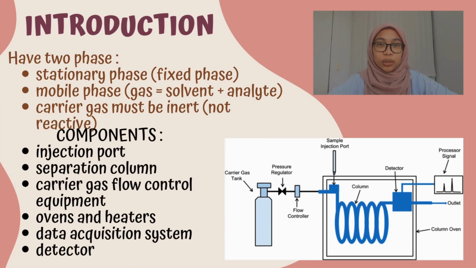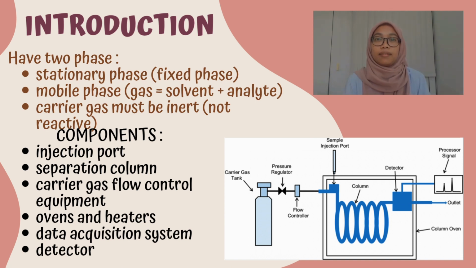To utilize gas chromatography, there are two phases involved. The stationary phase is the fixed phase, used to determine the retention time of organic compounds in the analyte or sample. The other phase is the mobile phase. The mobile phase for gas chromatography is in the form of gas that contains both analyte and solvent, and it is also known as carrier gas. The carrier gas must be inert so it will not react with the sample or analyte.